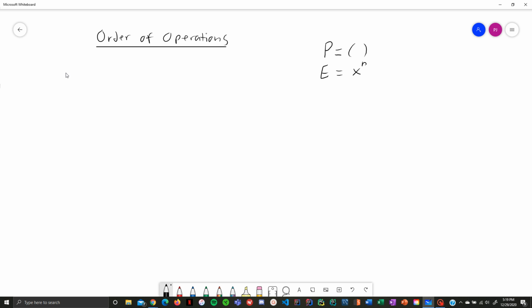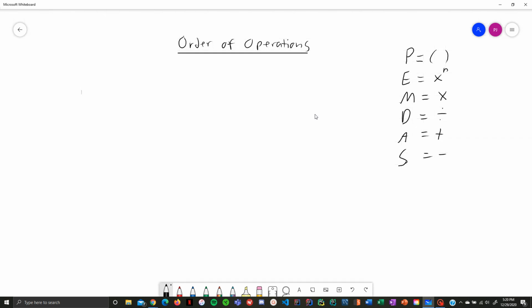Then you're going to want to solve for any multiplication that you have within your problem. Then furthermore, after multiplication, you want to solve for any division you have in your problem. Then you would go to addition, and then you would go to subtraction. And a really easy way to remember this is PEMDAS: parentheses, exponents, multiplication, division, addition, and subtraction. This is the order of operations. So let's take a look at an example of one of these problems.